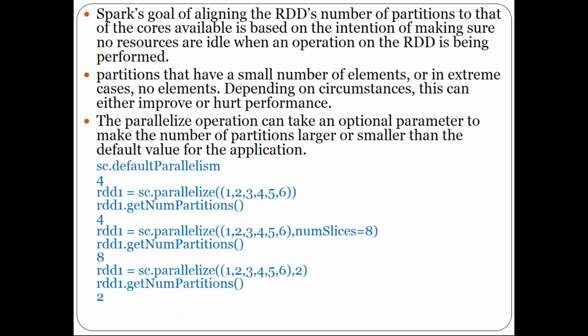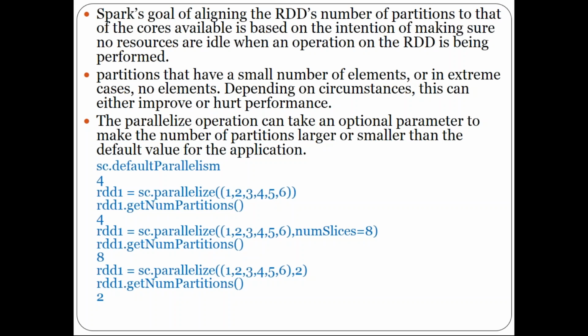Now, partitions that have a very small number of elements, or in extreme cases no elements, can improve or hurt performance, depending upon the circumstances. If you have just two elements and you give 4 partitions, each partition will definitely take 1 CPU core. So you have four CPU cores being used, whereas only one partition is doing the work. Simply, your 3 other partitions are eating CPU which would have been useful for some other process. Sometimes it may increase performance, sometimes it may hurt performance. You need to understand that.